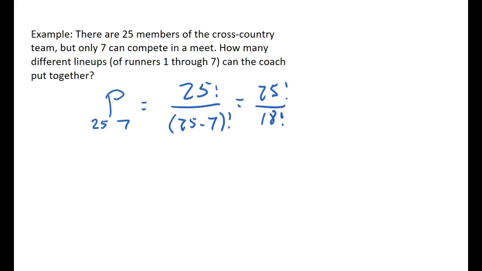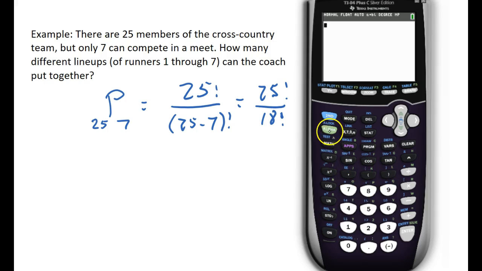Or we can use our calculator, and I can go to alpha F2 and pick number 7, and I'm going to put in 25 there, and I'm going to put in 7 there, and we get a whole lot of different ways we can do a lineup. That is 2,422,728,000. That's a lot of different lineups just from choosing 7 out of 25.